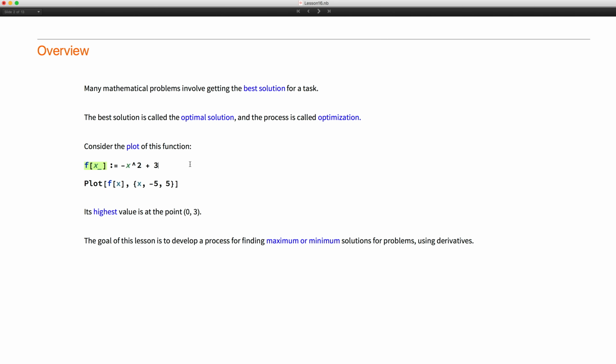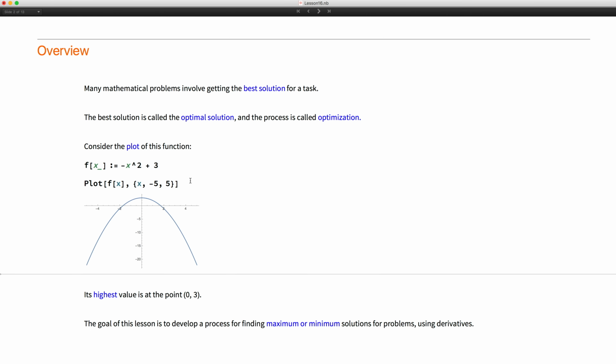As an example of optimization, let's take this function f of x and plot it. The plot is a downward opening parabola, and the highest value of this plot is clearly at (0, 3). So in this case, our notion of best or optimal is the highest value. And typically, one wants to talk about maxima and minima in various problems. So the goal of this lesson is to develop a process for finding maxima or minima for different problems using derivatives.